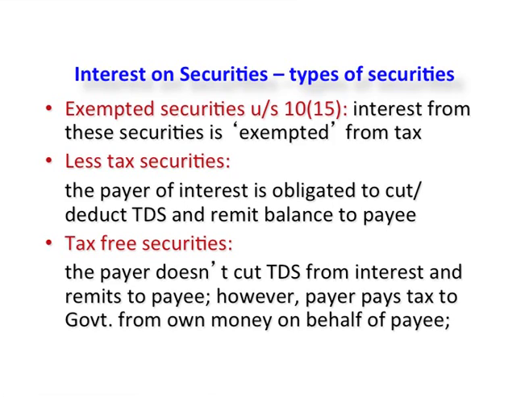Then there are less tax and tax free type of securities. As the name itself suggests, less tax securities are those from which TDS will be cut. Now these two we will be understanding further with the help of examples. Let's take up less tax as the first one. So less tax securities, as the definition itself is giving us, the tax will be deducted. Less tax means less TDS, net of TDS.